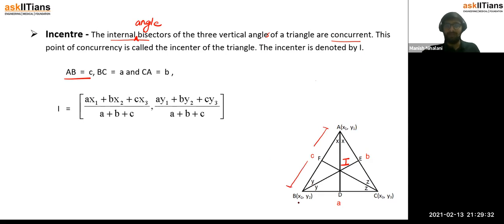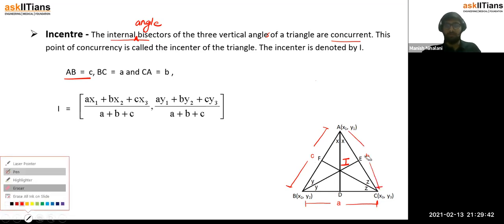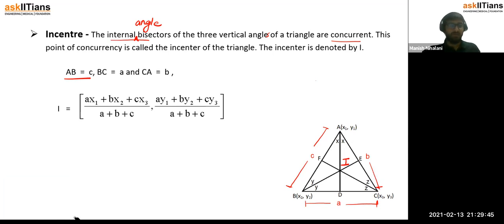Length of side BC is a. We can clearly see that it is a. And length of side AC is b. Right, the length of side AC is b. Now, if you look at the formula for incenter, it says ax1 plus bx2 plus cx3.